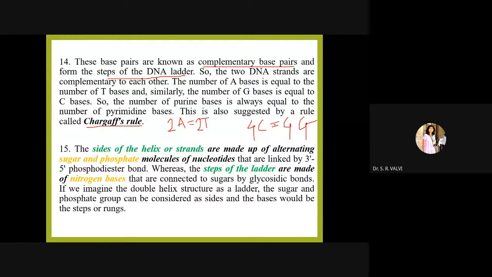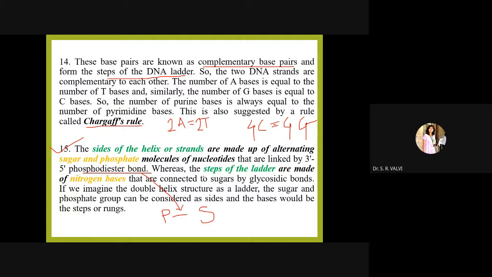So the next characteristic: the sides of the helix or strand are made up of alternating sugar and phosphate molecules of nucleotides that are linked by 3' to 5' phosphodiester bonds, right? So what is a phosphodiester bond? This is the phosphate group which is linked to sugar, right? So the phosphodiester bond is always present between this phosphate and sugar, right?